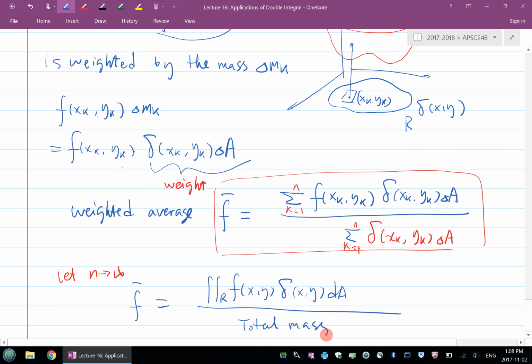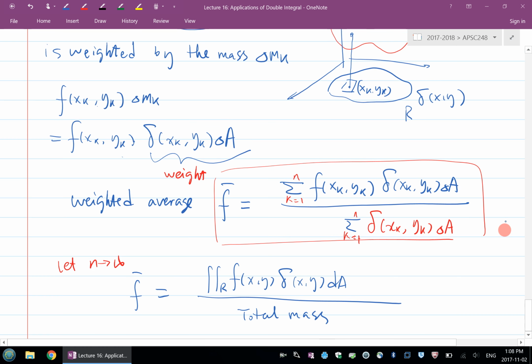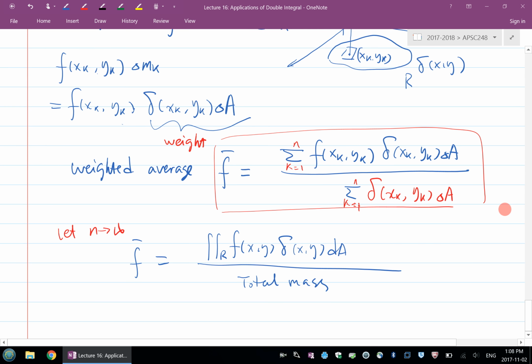So this is the formula for the weighted average for a function f. In this particular case, you have to be clear about what function you're taking the average of here. This is f. And what is the weight here? It's this, right? So this is basically the formula for calculating the weighted average for a function f.